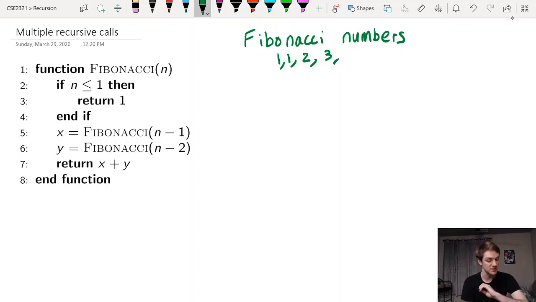The next number is the sum of the previous two. So 2 plus 3 is 5. 3 plus 5 is 8. 5 plus 8 is 13. 8 plus 13 is 21, and we would keep going. This is a good example of a recursive function that requires multiple recursive calls because we need to have the two previous values. We're going to need to have the two previous values for our recursive calls.